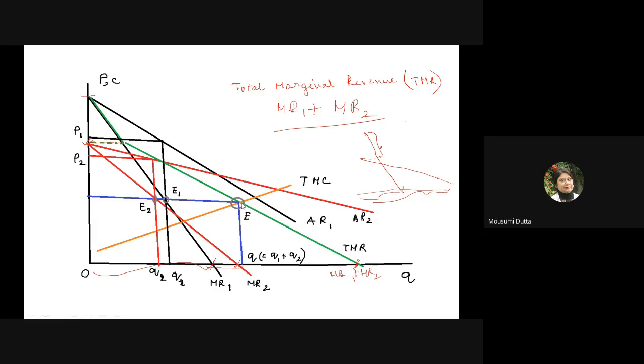Both of them are based on Q. So when TMC is cutting the TMR, we are getting the aggregate output. So we are at least understanding this volume will be produced by the firm. The monopolist will produce this blue amount, Q, which will be equal to Q1 plus Q2. Once this takes place, then the question is, how much will be sold in market 1? What will be the price?